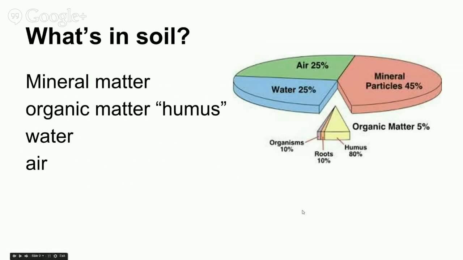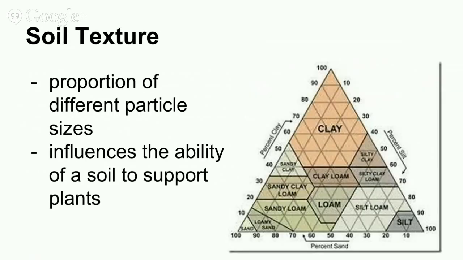Okay, so there's 4 main components to soils. So there's mineral matter, organic matter or humus, not hummus, humus, water and air. So water and air make up about half of the soil content, and that's what is in between the actual soil particles or sediment particles.